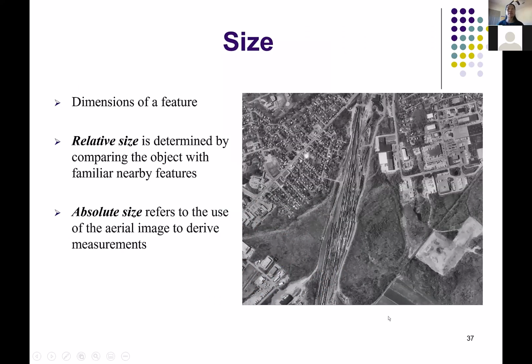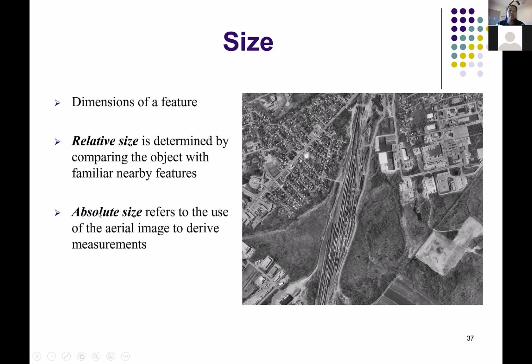The other one is to look at size. Size refers to the dimension of the features. On this image, you will see some relative sizes, usually determined by comparing the object with familiar nearby features. For example, we see some residential areas in this image, and some railroad. On the other side, you have some relatively larger buildings with more parking space. That already gives you a lot of information that you can interpret.